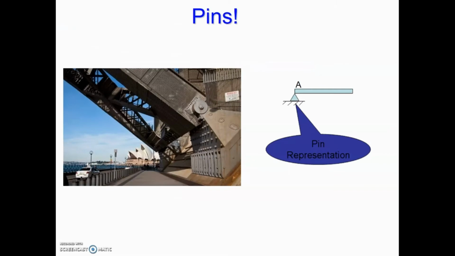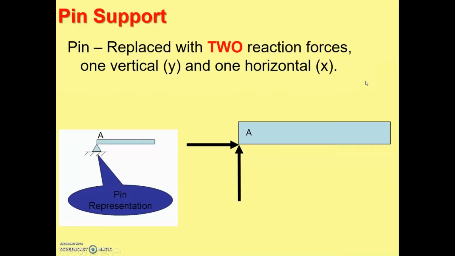Now let's talk about the second one that we're concerned with, and that is a pin. So notice how a pin really locks down our bridge. And we're going to represent that by a triangle. Now a pin is a little bit different. That is going to provide two reaction forces for us.